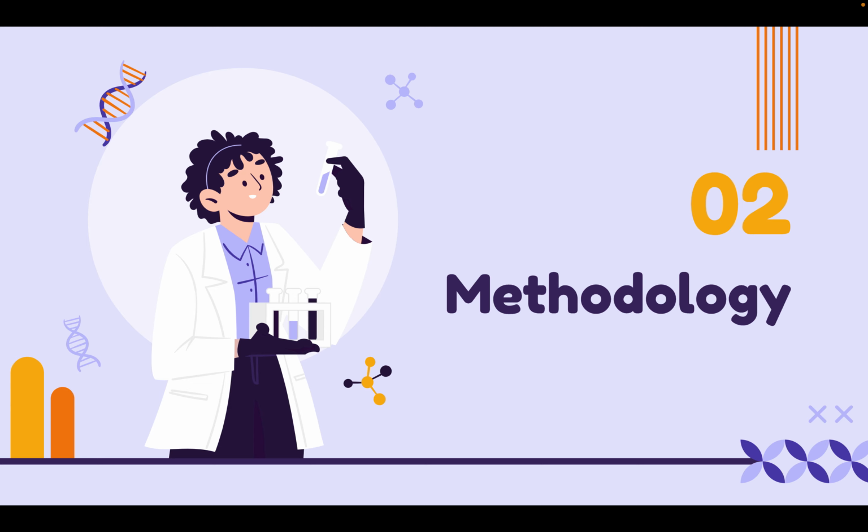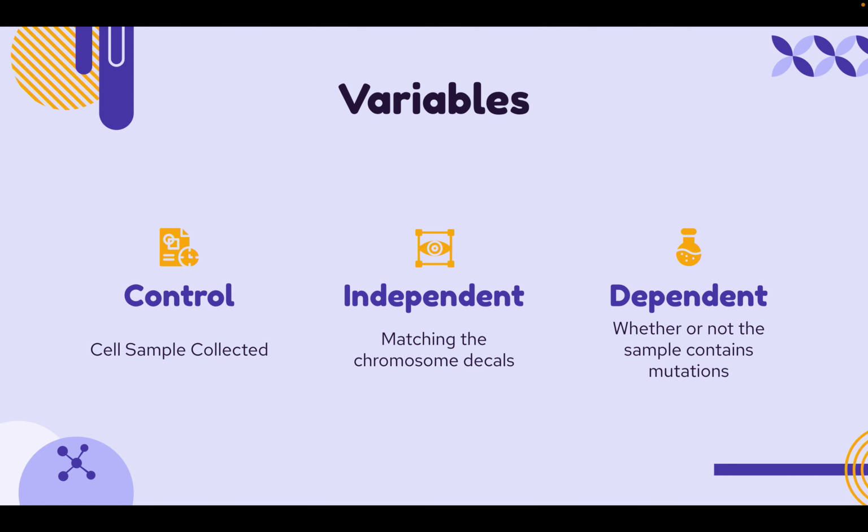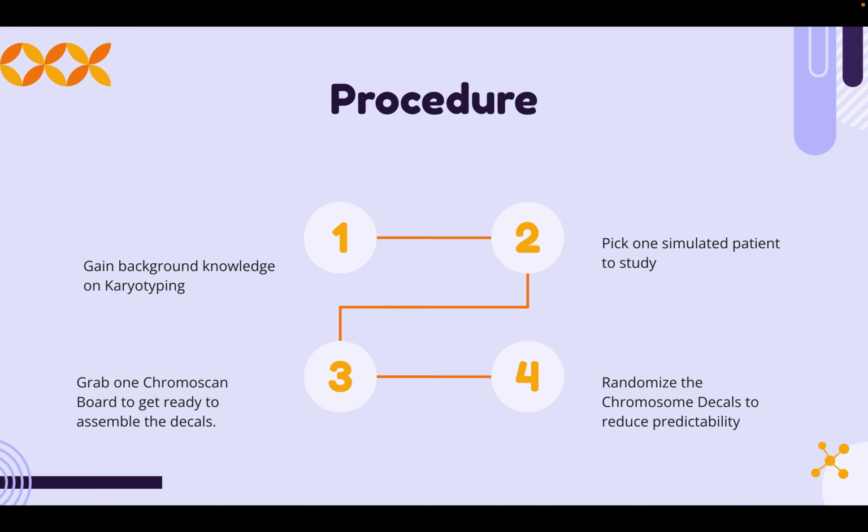Our methodology and our variables: our control variable was our cell sample collected. Our independent variable was matching the chromosome decals, and the dependent variable was whether or not the samples contain mutations. Our procedure was to gain background knowledge on karyotyping, then pick one simulated patient to study, grab one chromoscan board to get ready and assemble the decals, and then randomize the chromosome decals to reduce predictability.